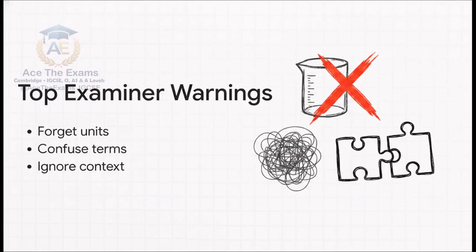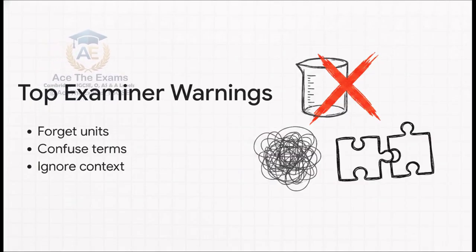Okay, let's take a look at the top 3 examiner warnings straight from past papers. These are the classic traps that just steal easy marks from really smart students. Since these come straight from Cambridge data, you need to treat them as absolute gospel. Catch the pattern here? It is all about precision.